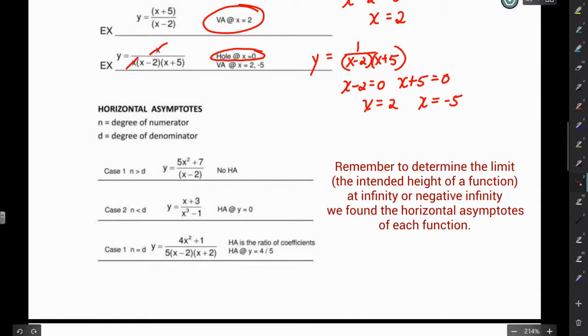And if the degree of the numerator is equal to the degree of the denominator, if we were to multiply out the denominator here, we have 5x squared. Don't worry about the rest for now. The first term in the denominator would be 5x squared, and we'd be, again, comparing the degree of the numerator to the degree of the denominator. If they're the same, we're going to be looking at the coefficients. So the horizontal asymptote here would be y equals 4 over 5.